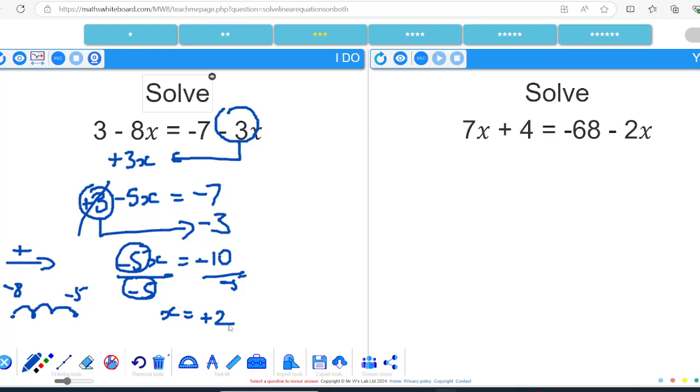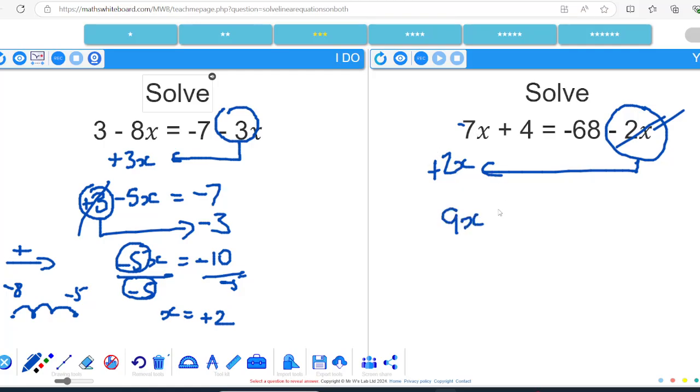Pause the video, have a go at the next one. Okay, let's see how you got on. Well, if I've got 7x and I've got negative 2x, the negative is going to be the smallest. So let's move that across. I'm going to do the inverse function and add it. So 7, add 2, gives me 9 lots of x.